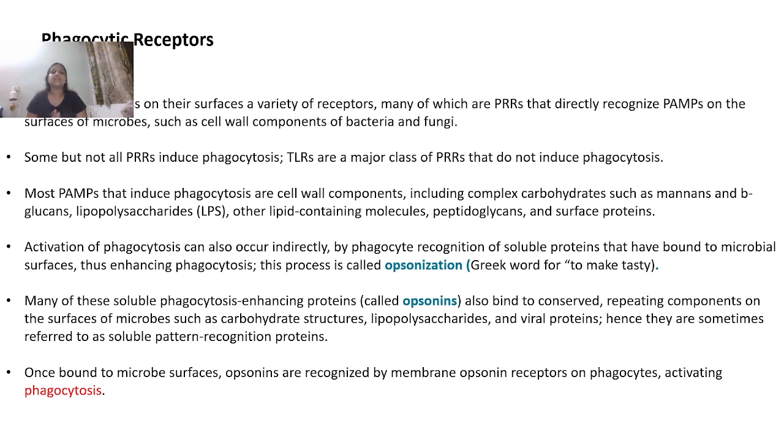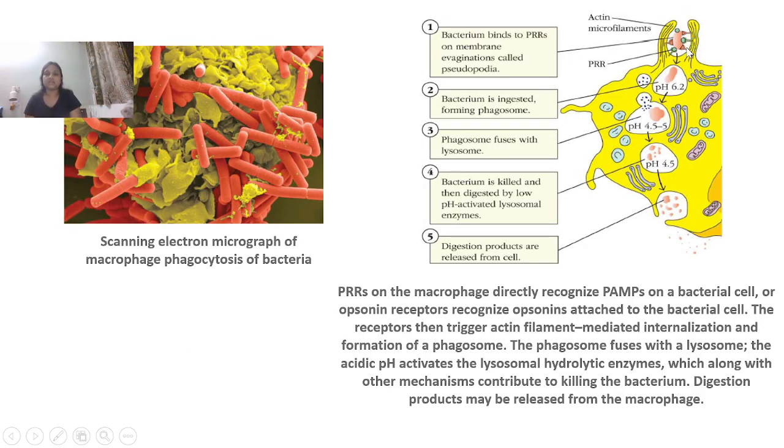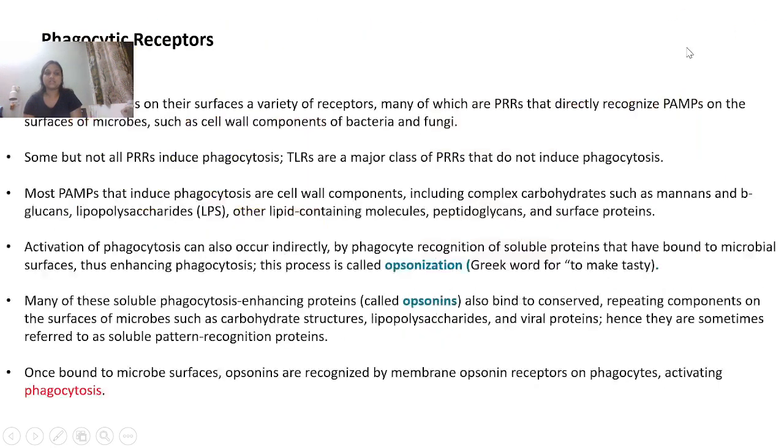So there are different types of phagocytic receptors which are present, as I already told. These are the receptors present on the surface of cells like macrophages and monocytes. Many of them are PRRs, or pathogen recognition receptors, and they will directly recognize the PAMPs, or pathogen-associated molecular patterns, present on the surface of microbes, like the cell walls of bacteria or fungi.